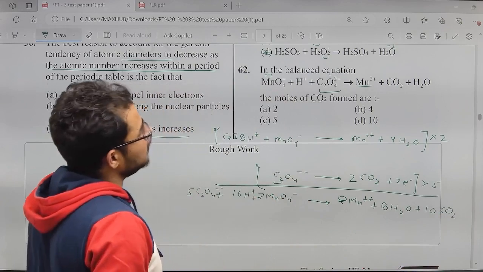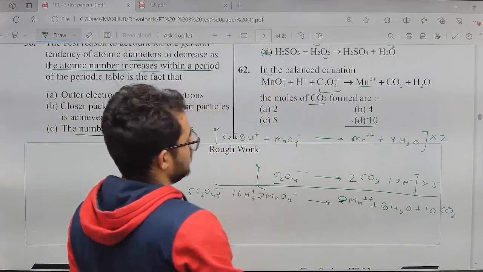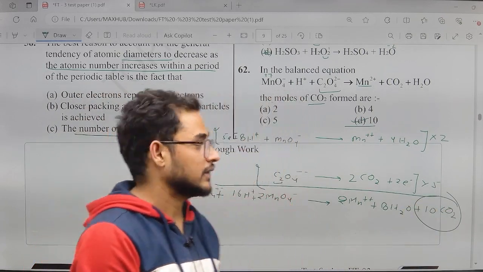So how many molecules of CO2 are going to be formed? 10. Question 62: you can see 10 moles of CO2 are going to be formed in the balanced equation, right?